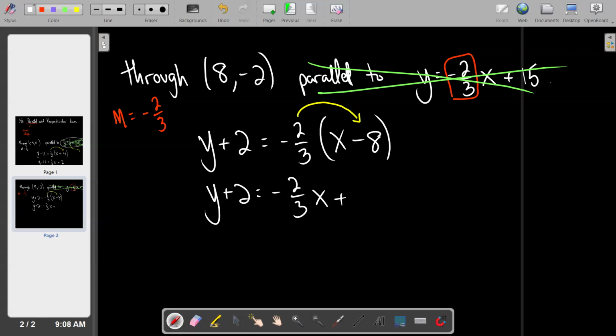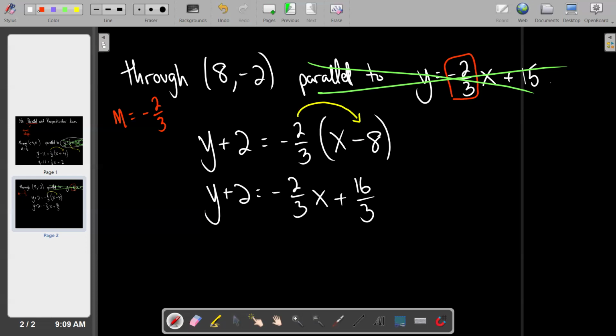What is the answer? 16 thirds. Yes, 16/3. Doing a great job. And it does become a plus because it's a negative and a negative multiplying together. Any questions on 16/3? You cannot reduce 16/3. They cannot be divided by anything other than 1, of course.